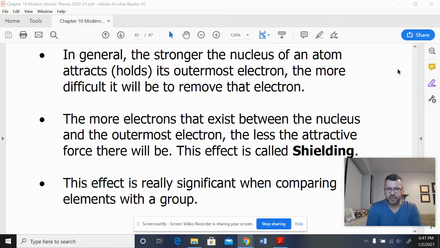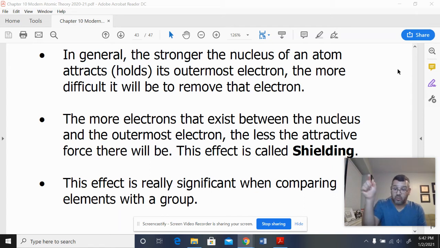As I said in the previous video, the stronger the nucleus holds on to an electron, the more difficult it is going to be to remove that electron. And vice versa. The less it holds on to it, the less that nucleus is attracted to that electron, the easier it's going to be to pull it off. So what it all has to do with is, if you think about that, an electron is all the way out there, right?